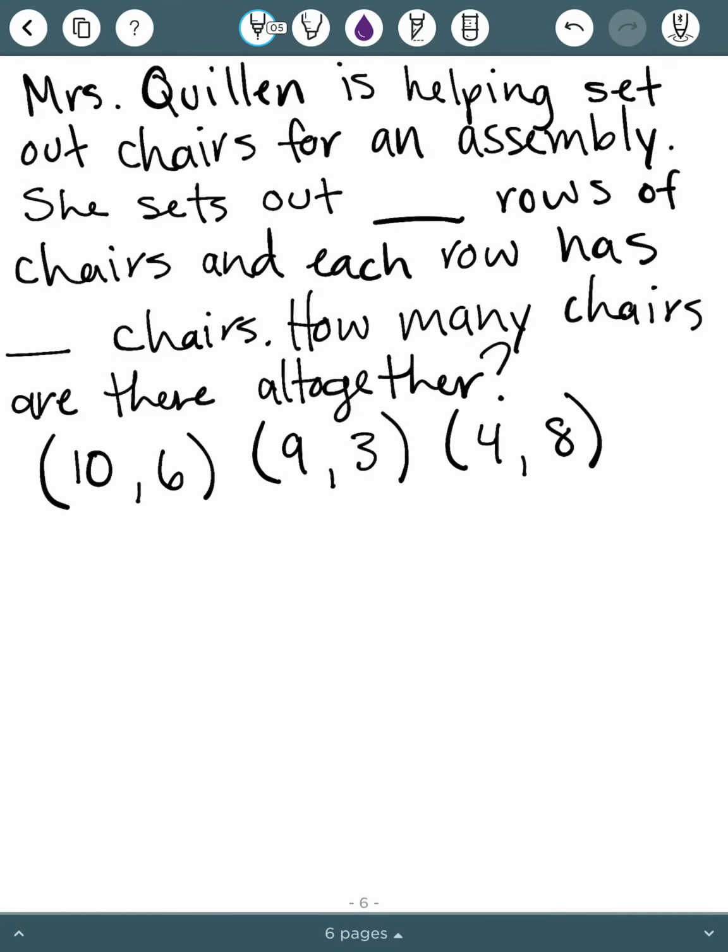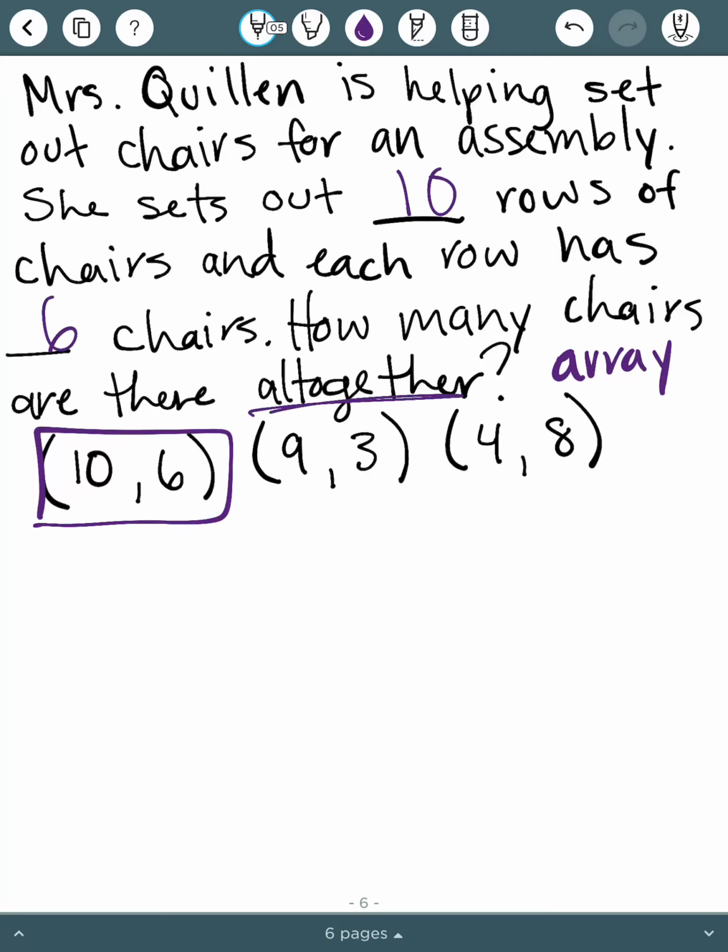Another type of multiplication problem, this one, so again, that one was equal sharing, just like the division. This one is an array. So Miss Quillen is helping set out chairs for an assembly. She sets out, we'll work this one first, 10 rows of chairs, and each row has 6 chairs. How many chairs are there all together? So all together is a keyword.